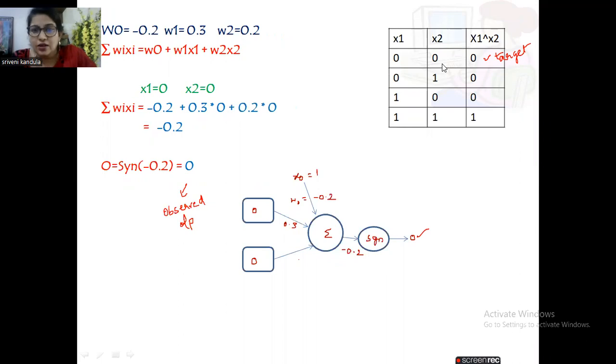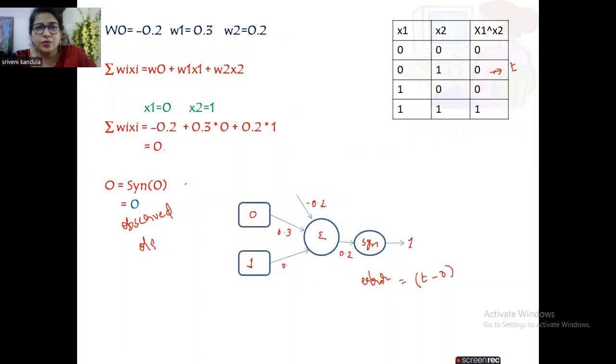Nice. Now let's proceed with the next set of inputs. The next set of inputs are 0, 1. These are the modified weights. And now if you observe, the output value is 0. The observed output is 0 and the target is 0. So what will be the error? There is no error term.